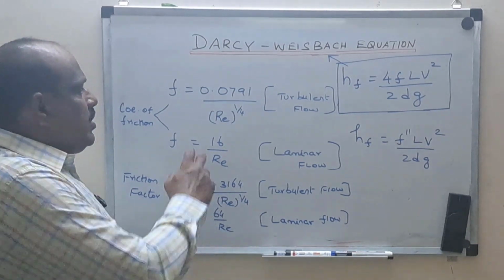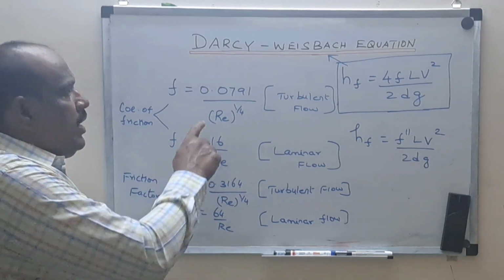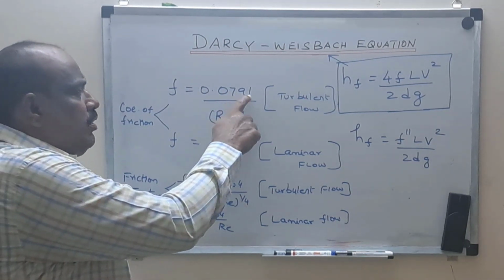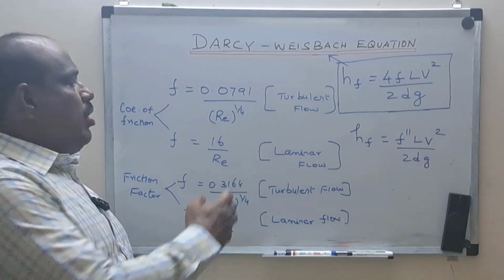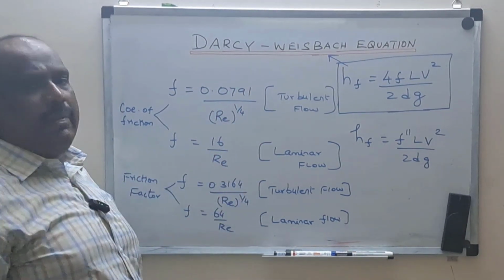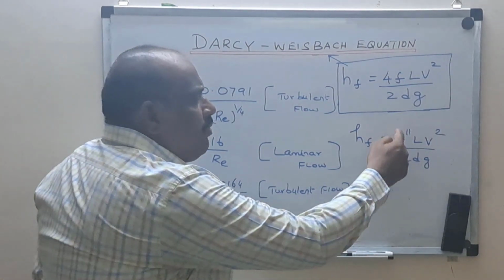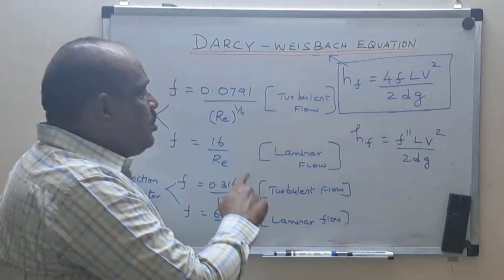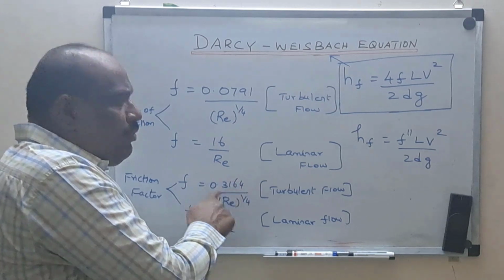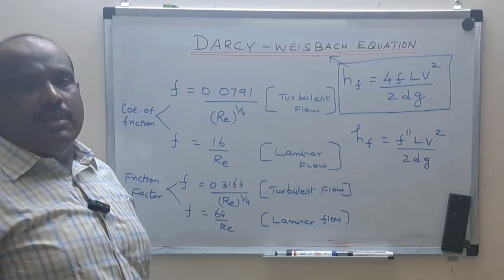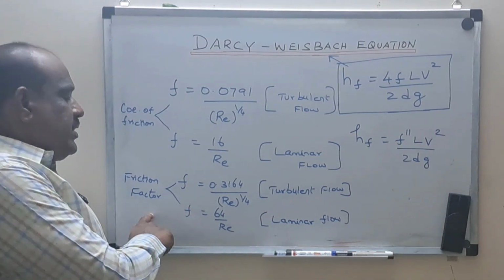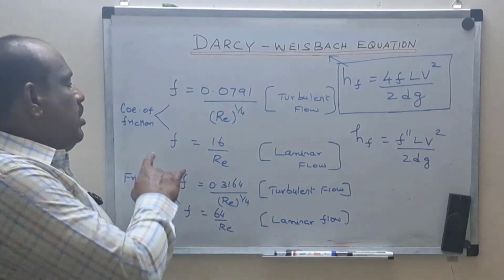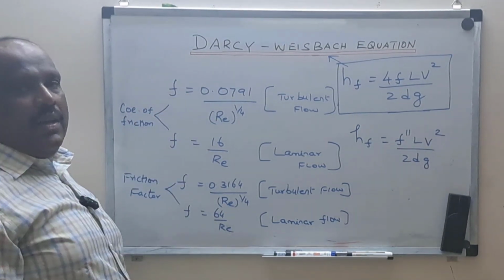0.3164 divided by Re power 1 by 4. Compared to the earlier one, how we got this: you multiply 0.0791 into 4, you will get 0.3164. That's it. So if you know one thing, you can get the other by multiplying by 4. How did we get F double dash? By multiplying 4 with F. So multiply this 4 with this one, I will get 0.3164 by Reynolds number to the power 1 by 4. Either you can use this formula or this formula. When the friction factor is given, you can directly use this formula. When the coefficient of friction is given, directly you can use this formula.